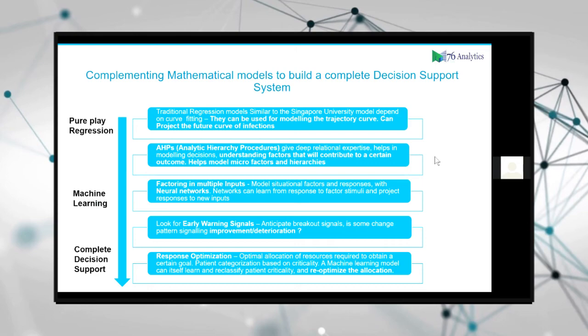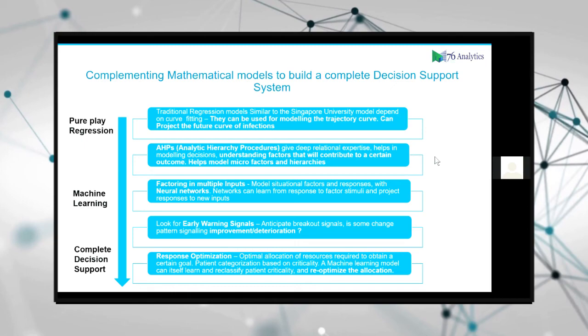You could perhaps go for AHPs, which are analytic hierarchy procedures. They give a deep relational expertise between different parameters. For example, given the number of markets in this place and the number of hospitals also available, what is the correlation coefficient I should look at if I'm going to say the infection is going to spread, or that the infection can be contained, given that a certain region has both markets and hospitals? Those sort of detailed correlations you can get to with AHPs, which are the analytic hierarchy procedures.